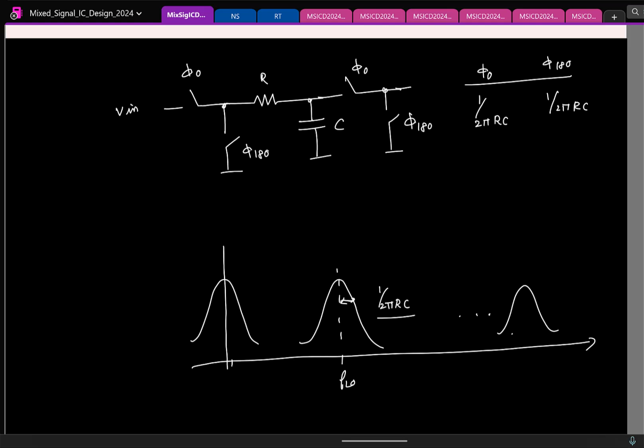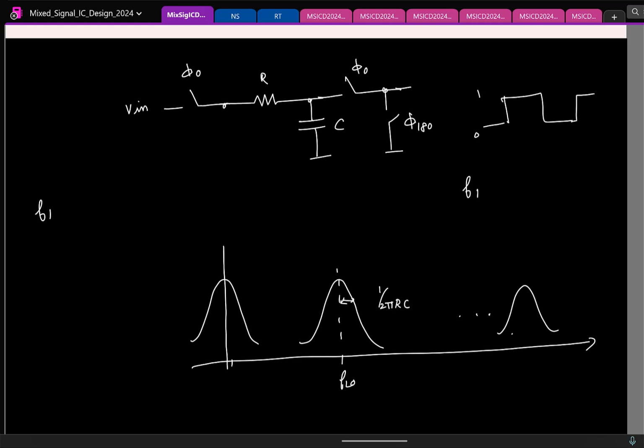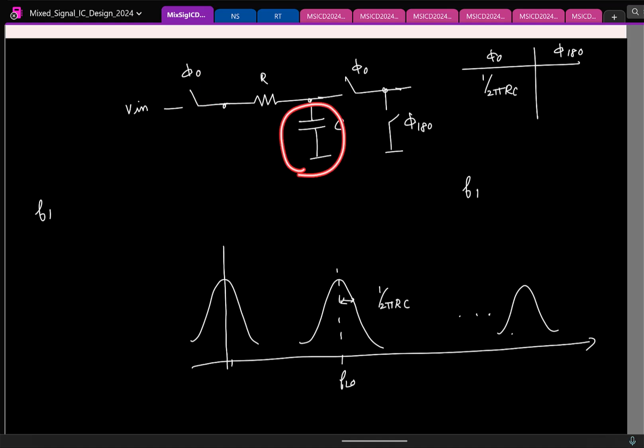Fine. But now if you see here, in the clock phase phi 0, same thing. What is the bandwidth? Phi 0, let me draw, it's 1 by 2 pi RC. In phase phi 180, this is open. We are seeing an open circuit. What is the resistance connected across the capacitor? Infinite, it's open. What is the bandwidth? 0. So what do you think will be the overall bandwidth? Take a guess. In one phase it is 1 by 2 pi RC. In the other phase it's 0. What?